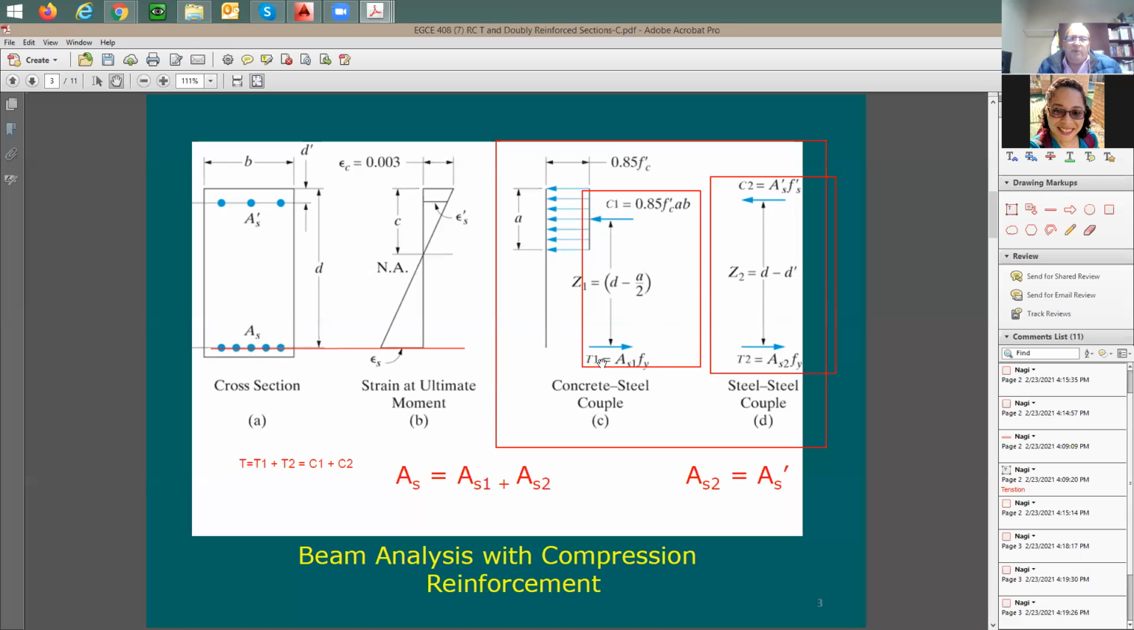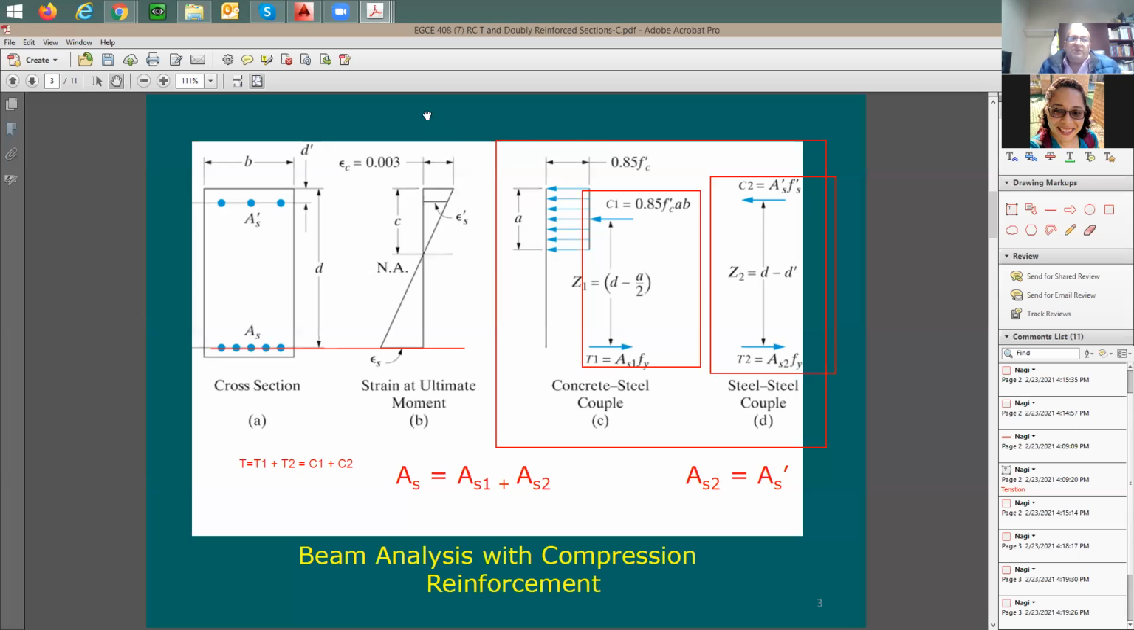How do you find Mn1? T1 times this Z1. Mn2 is going to be T2 times Z2. So fine, all I've done is split it into two components, two forces. And each force and the other one that balances it is going to be like a separate couple that you can work with.